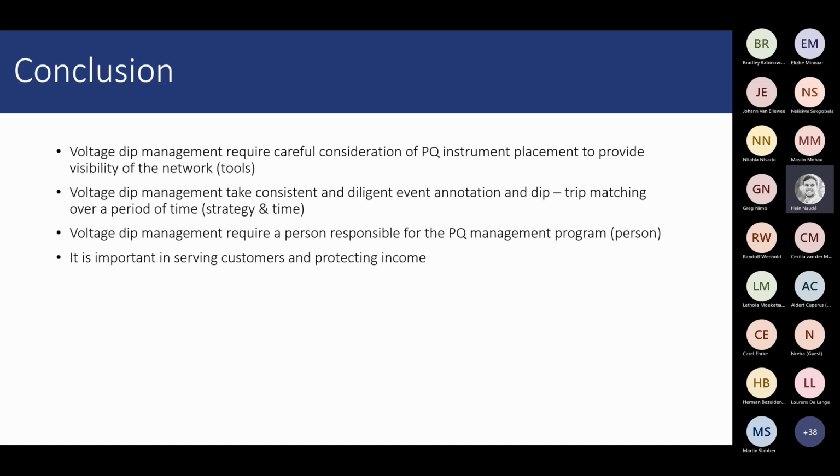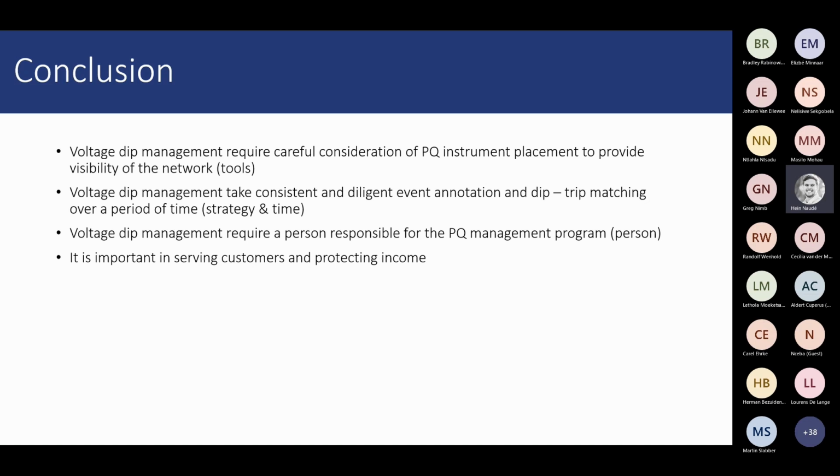Okay, voltage dip management takes consistent and diligent event annotation and dip and trip matching over a period of time. So this is what I want to demonstrate to you, the platform that was developed by CT Lab called Osprey Pro, or in the near future going forward VECTO Grid OS, that you can use as a management platform to consistently look and annotate events. All of that data is captured in the cloud, it's saved, and you can use that. We have all the tools and functionality available with dashboards to then actually analyze your network dip performance.